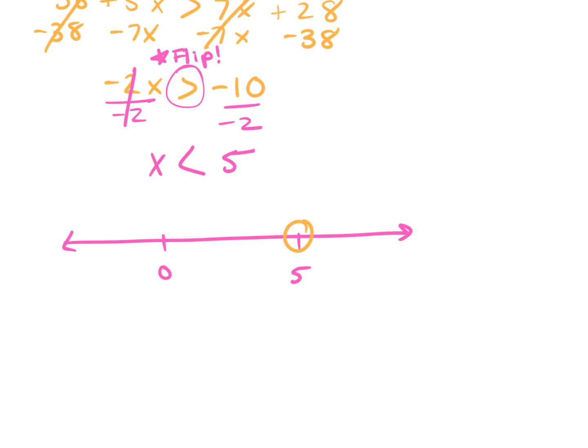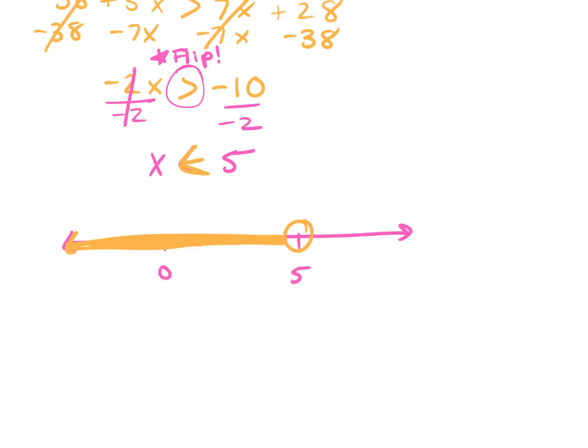Now which direction would we shade? To the left of 5 or to the right of 5? To the left of 5. We're talking about x values that are less than 5. So less than 5 would be left. Also, the little inequality tells us that we're going left. So if x comes first, your inequality tells you which direction you're shading. We're shading to the left.